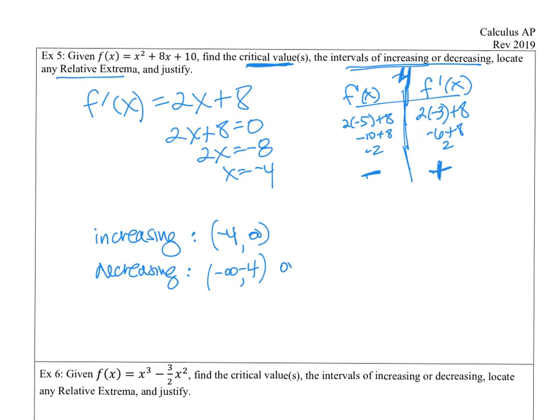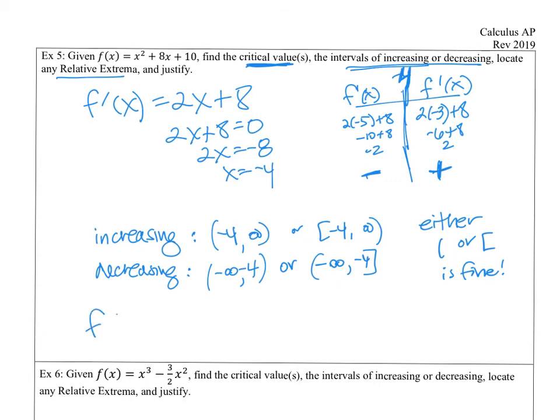Now, you can put brackets on the -4. Some calculus teachers feel strongly that they should be brackets. I don't know how I feel or care about it, so either brackets or parentheses is fine. They will not take off on the AP. On the AP test.